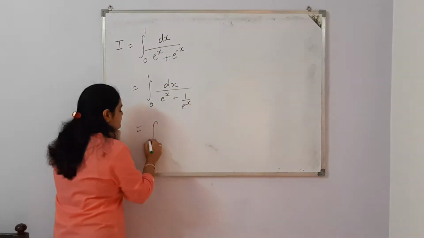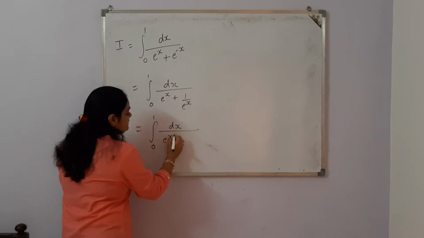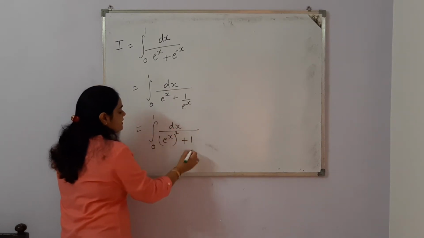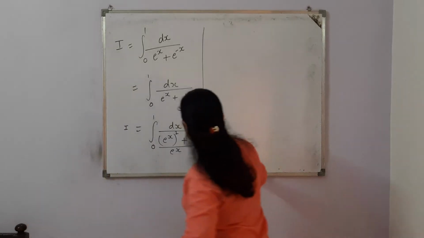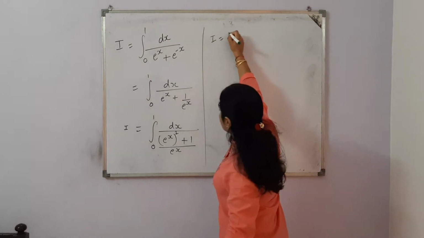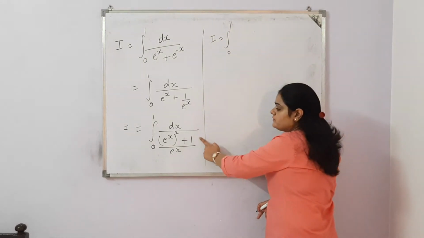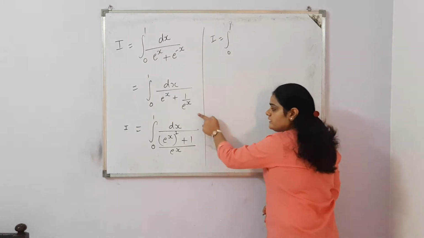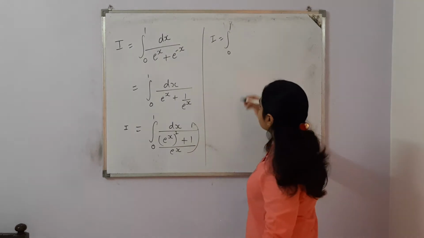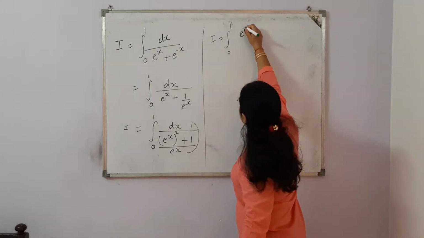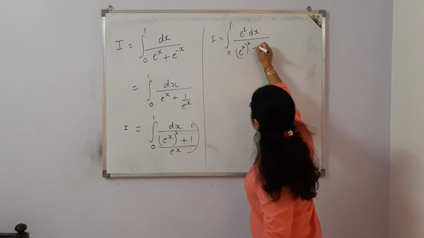Now I will take the LCM. After taking the LCM, what will I get? (e raised to power x) whole squared plus 1, whole upon e raised to power x. Now 0 to 1, this is in the form of a by b upon c by d, so d can transfer to the numerator. Now it is e raised to power x dx, whole upon (e raised to power x) whole squared plus 1.